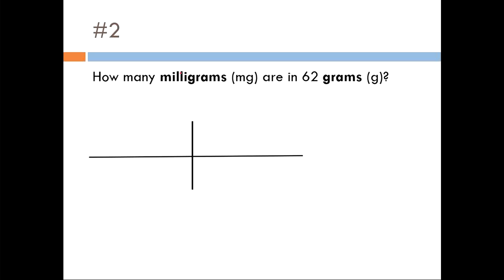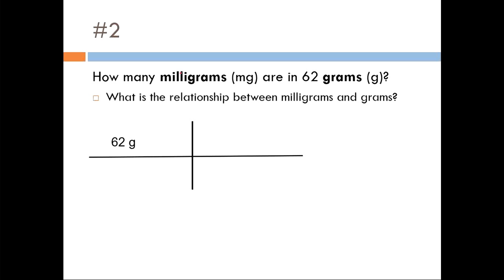Let's try another one. How many milligrams are in 62 grams? Well, we draw the fence. Where do we start? We start in the top left corner with what we're given, so 62 grams. Now what? Well, we want to think about the relationship between milligrams and grams, right? So, what is the relationship? Well, we have 1,000 milligrams is equal to 1 gram, okay?